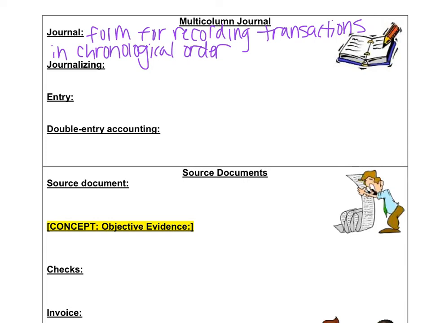So, a form for recording transactions in chronological order. Chronological means in order from the very beginning to the end. Like if you're in the month of January, you'd go from January 1st all the way to January 31st. It has to stay in order of the date. Journalizing is when you record transactions in a journal.